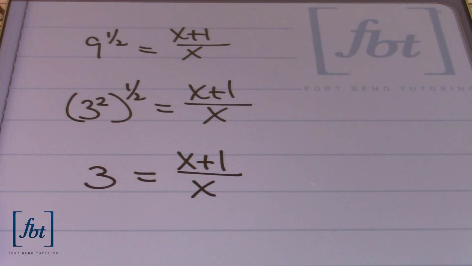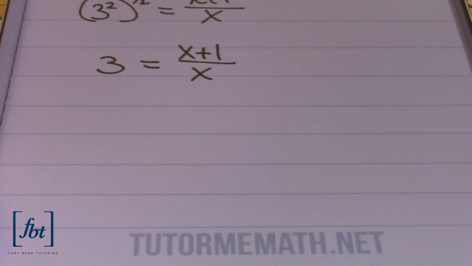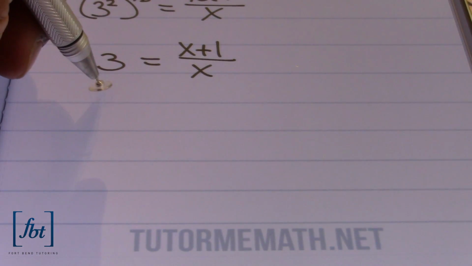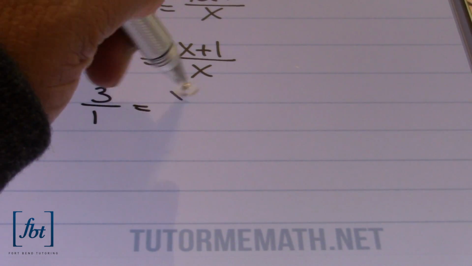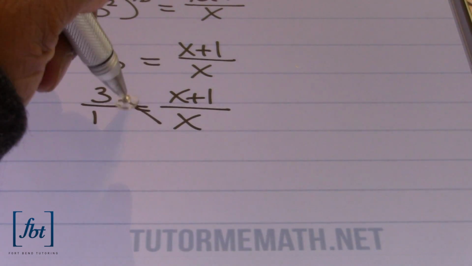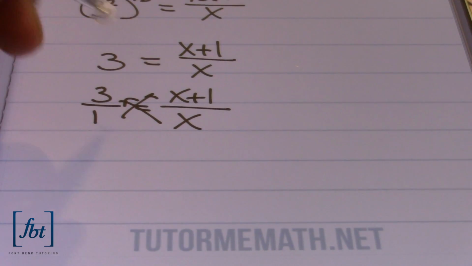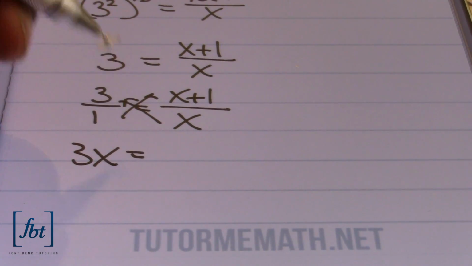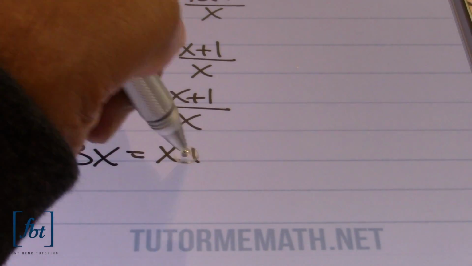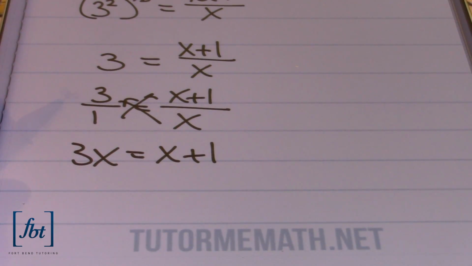And if you wanted to, you can show this as a proportion. We'll have 3 over 1 equals x plus 1 divided by x. And then you can just cross multiply from here, using the extremes means method. 3 times x gives you 3x, and 1 times the quantity x plus 1 is just x plus 1.